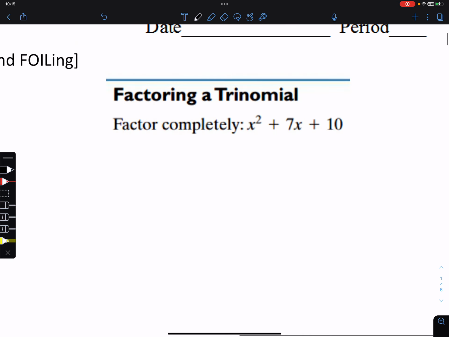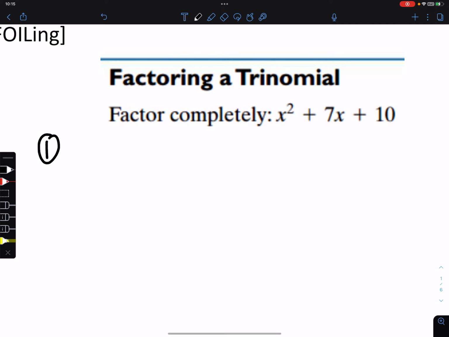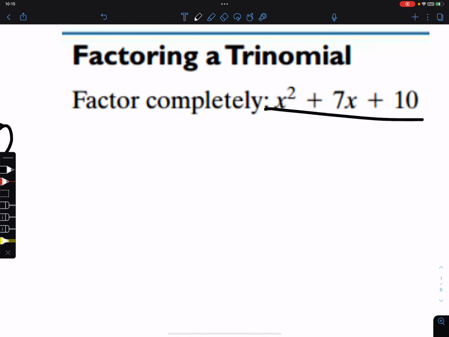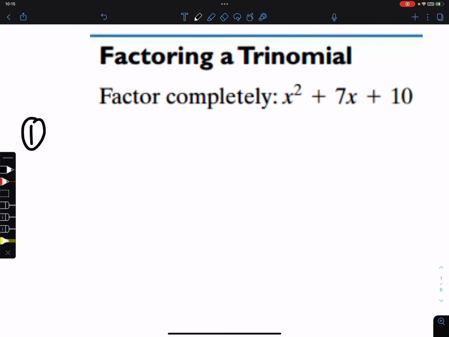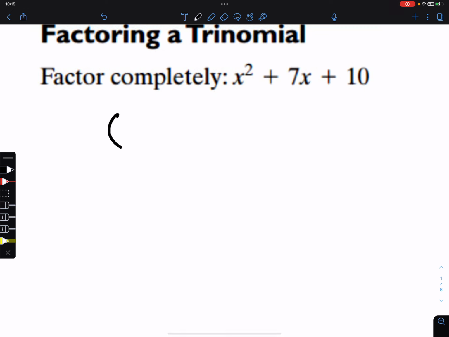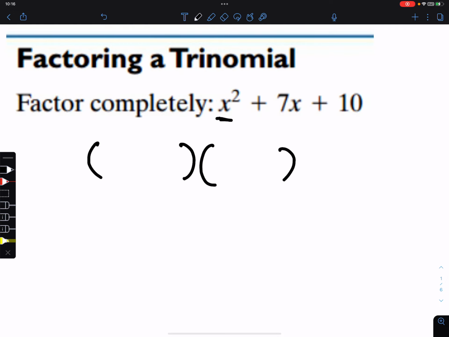Now first, what you do is you look, can I factor anything from all 3, right? Are there any common factors? And in this case, no. So then what do we do? First, we put down our parentheses, okay? And we think, what times what can give me x squared, okay?